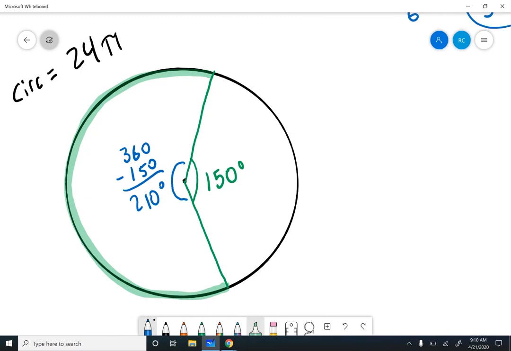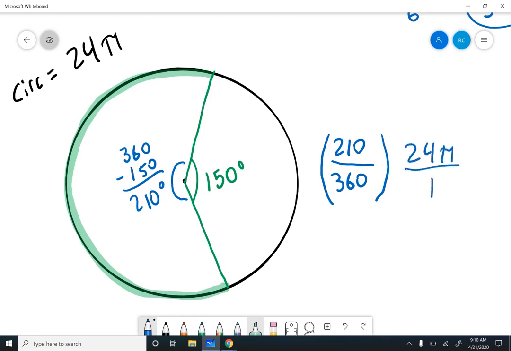Okay, how much of a circle are we looking at? Well, we have 210 degrees out of a total of 360 degrees. That's our ratio, that's our proportion, that's how much of a circle we have. And we multiply that by the circumference, which is 24 pi. And since we're dealing with fractions, that will make it 24 pi over 1.